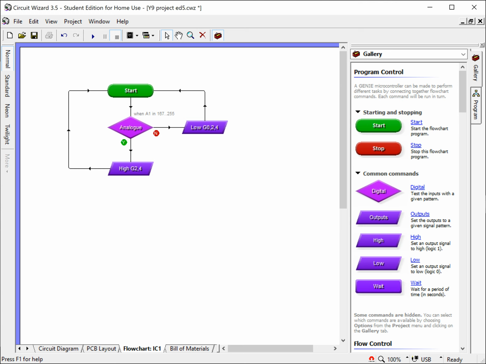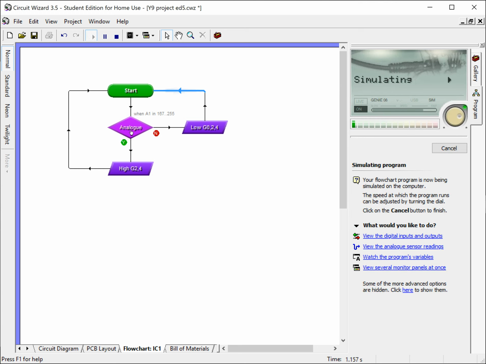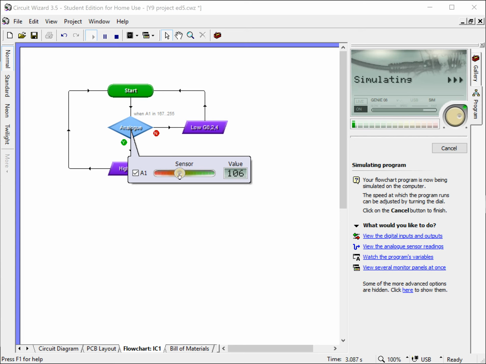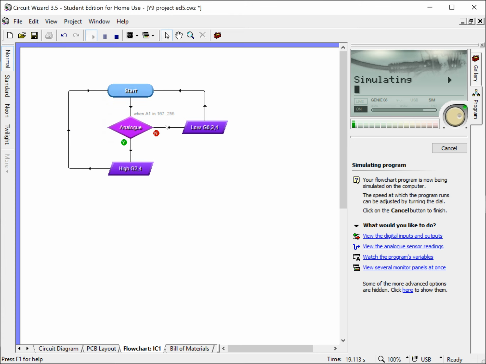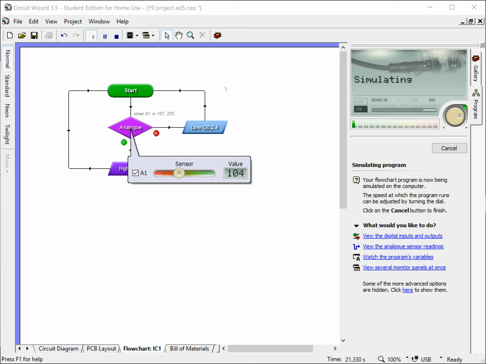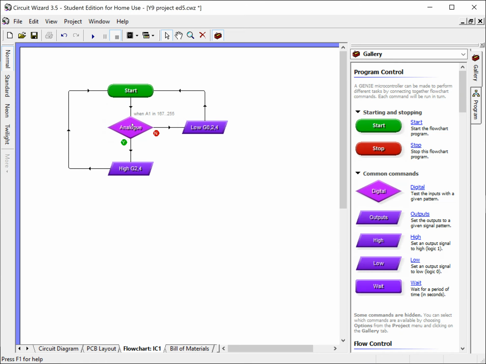Let's see if it works. Sensor's on. So when we get to about 170, then it pops around. Go below that, it's low. I think I've got these around the wrong way, haven't I? Okay, let's download it onto the board and see if it works.